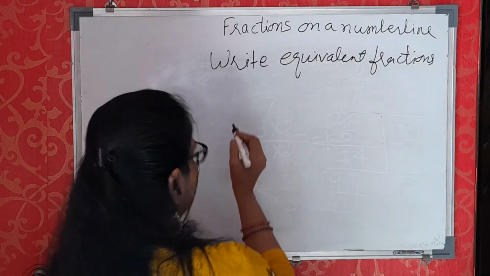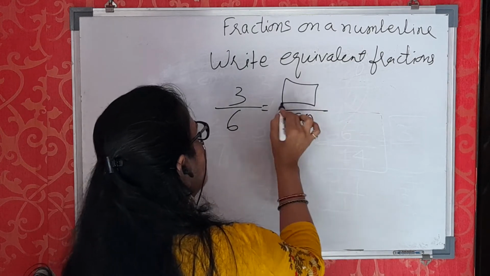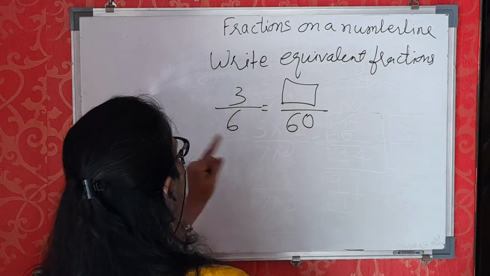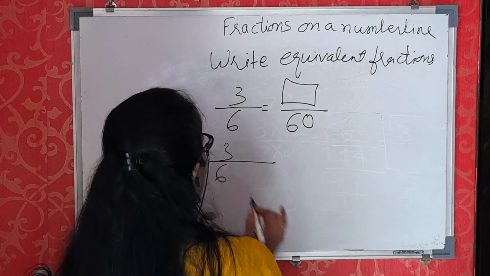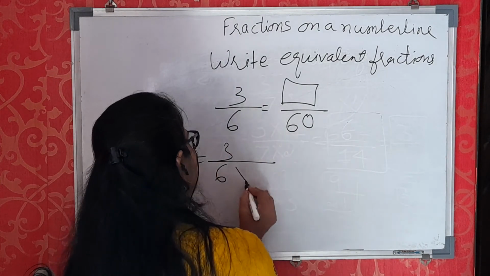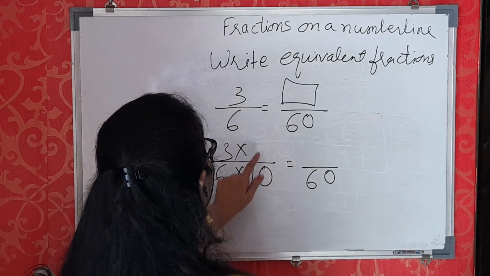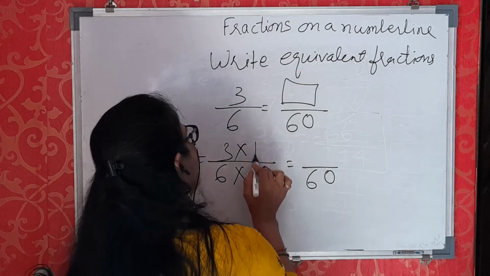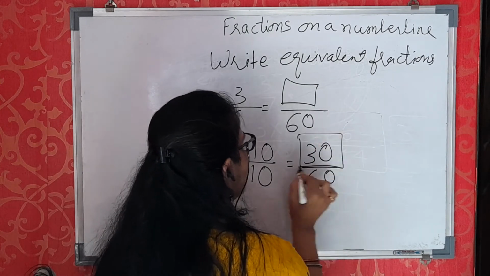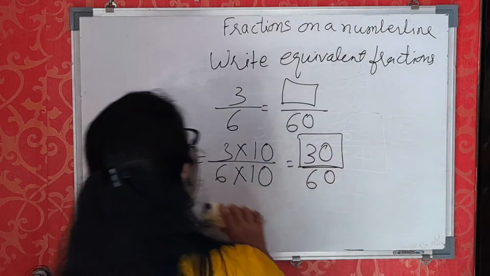Suppose it is given 3 upon 6 and here it is given 60, and you have to find the missing number. How will you find it? Simple, 3 upon 6. Now here the answer 60 is given. In the 6 table, 6 tens are 60, then only you are getting 60. Both numerator and denominator are multiplied by the same number. So here also 10. So 3 tens are 30. So this answer is 30. This way you have to find the missing number for an equivalent fraction.